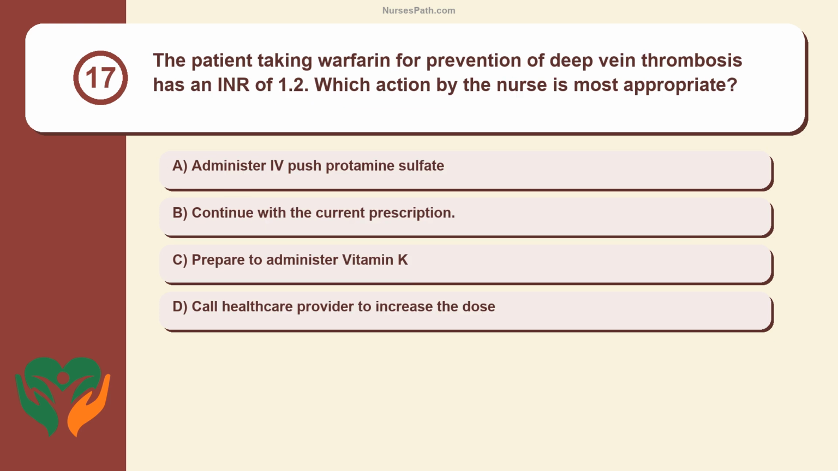Question 17. The patient taking warfarin for prevention of deep vein thrombosis has an INR of 1.2. Which action by the nurse is most appropriate? A. Administer IV push protamine sulfate. B. Continue with the current prescription. C. Prepare to administer vitamin K. D. Call healthcare provider to increase the dose.